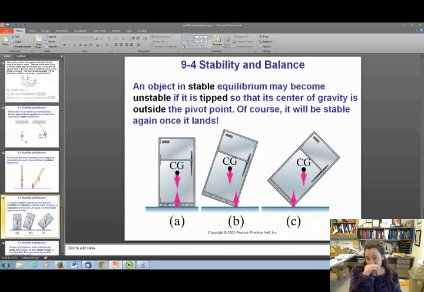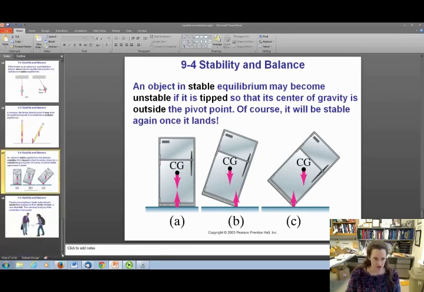If an object is in stable equilibrium, it could become unstable if it's tipped, and I think anybody that's ever moved furniture can tell you this. That's because the center of mass, or the center of gravity, gets outside of the pivot point. So as long as the center of mass or the center of gravity is over the pivot point, you're good, but if it gets away from the pivot point, it'll tip over. And that's bad. Of course, once it lands, it'll be stable again, but then it's already crushed your toe.